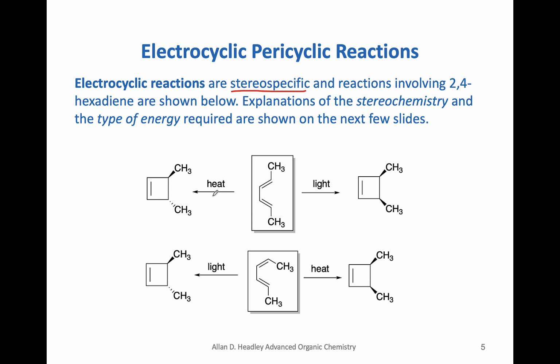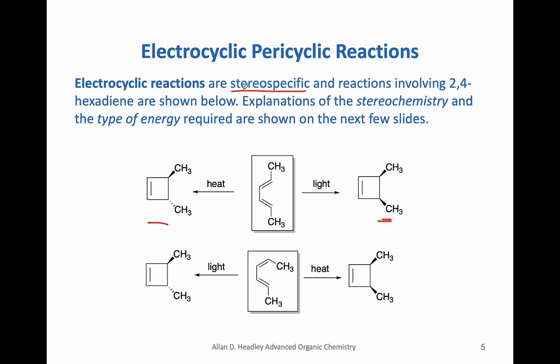In the presence of heat, we get the trans product. In the presence of light, we get the cis product. So you're starting with the same reactant here. So starting with the same EE reactant, in the presence of heat, we get this, trans. In the presence of light, we get this, cis.